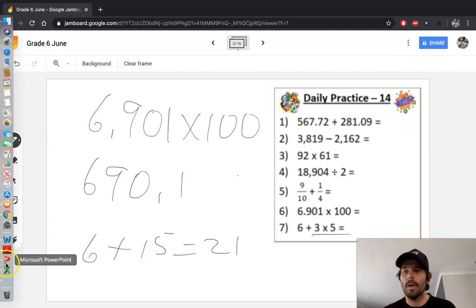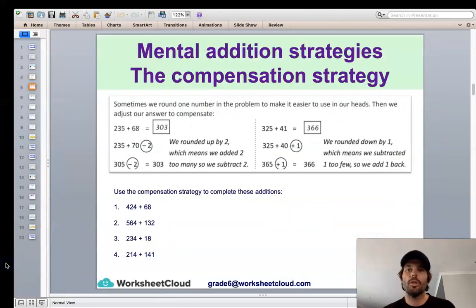Okay, let's get on to the main theme for today, which is mental addition strategies. And we're going to first start off by talking about the compensation method. Okay, so remember the whole thing about calculations is trying to make the calculation more sensical, easier for us to understand. And one of the ways we do this is to try and get friendly numbers. Okay, and remember, friendly numbers always end in 0.